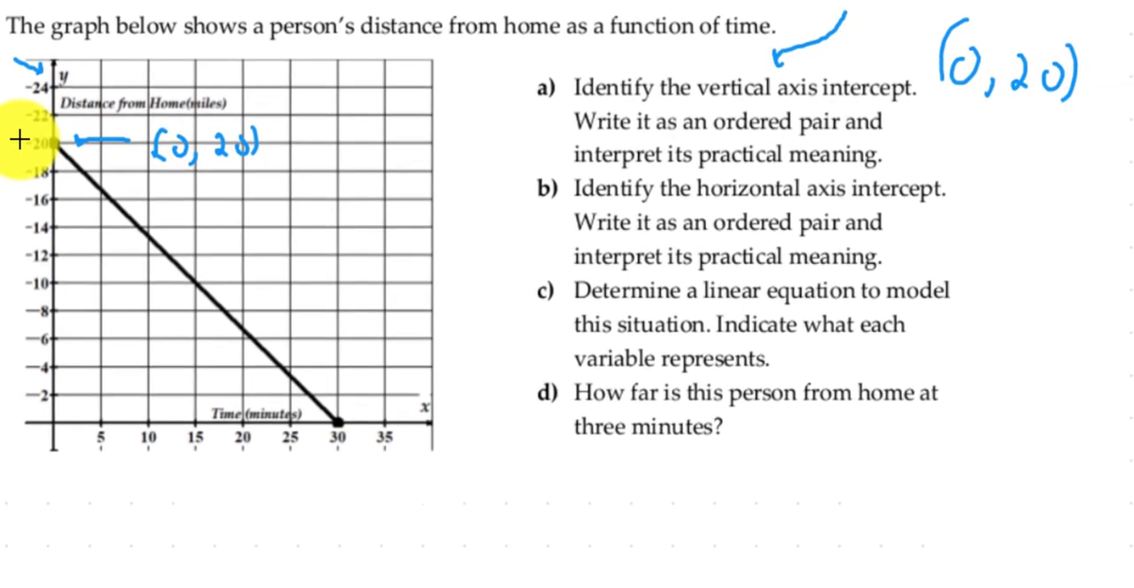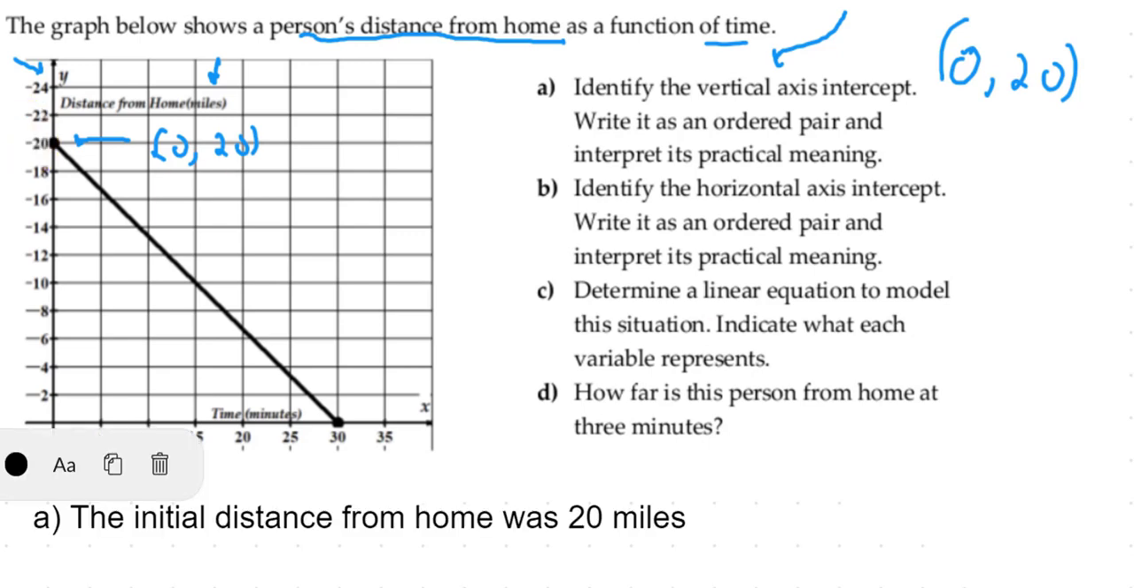And the practical meaning: it looks like we're showing the distance from a person's home as a function of time. So the initial distance from home is 20. Are we in feet or miles? Oh, miles, because it says miles. So for part A, I would write the initial distance from home is 20 miles. Or you could say at time 0, since the ordered pair is 0, 20, the distance from home was 20 miles.